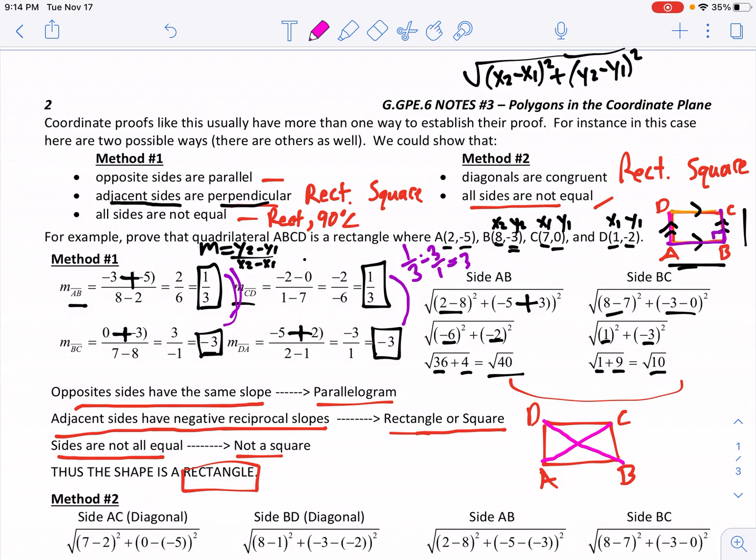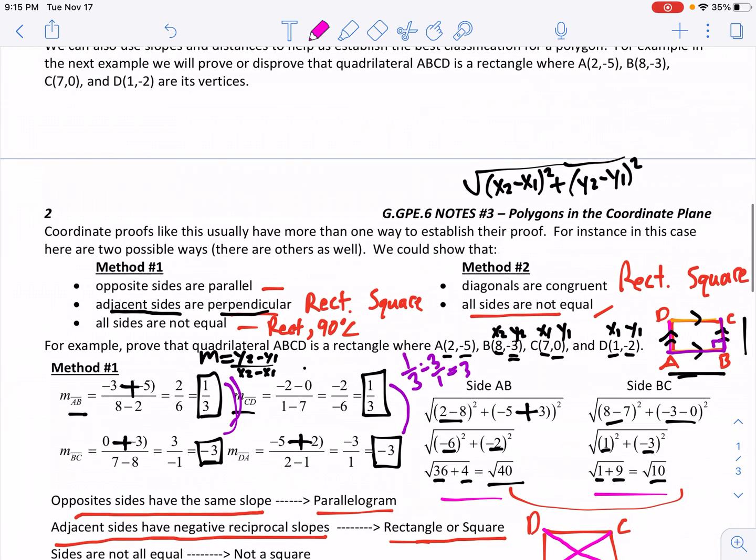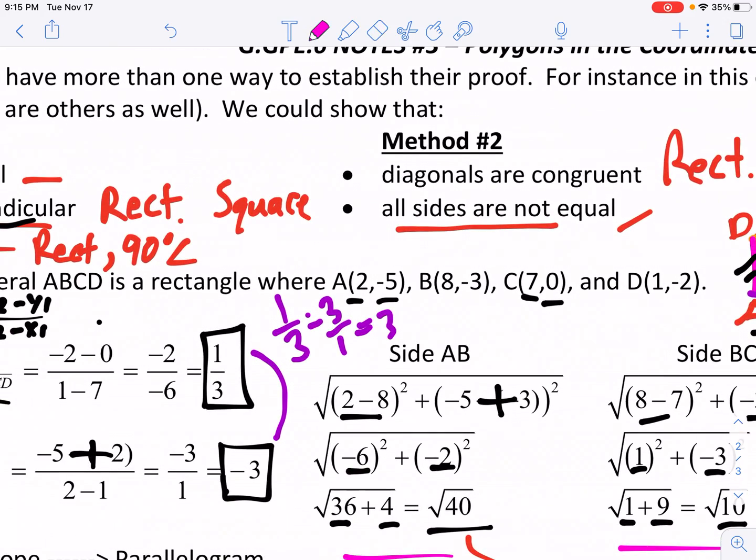Now, if we know it has to be either a rectangle or square, then all we really have to do is repeat the step up here, which is show that the side lengths are different, okay? So let's see if we can show that our diagonals are the same. So the distance between B and D, and then A and C. Let's erase this, and I want to follow the same process they have there. In this case, they're calling this x2, y2, and they're calling this x1, y1.